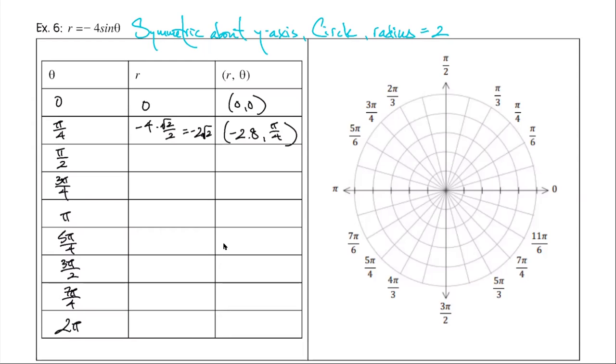So let's crank through the rest of these. Let's see, sine of pi over 2 is 1. So negative 4 times 1 is negative 4. And maybe let's just plot these first 3 points and see what we have, okay? So our first point is going to be at the origin, 0, comma 0. Then I'm going to go to pi over 4, and I'm going to go negative 2.8. So 1, 2.8. All right, then I'm going to go to pi over 2, and I'm going to go down 4. So 1, 2, 3, 4. Okay.